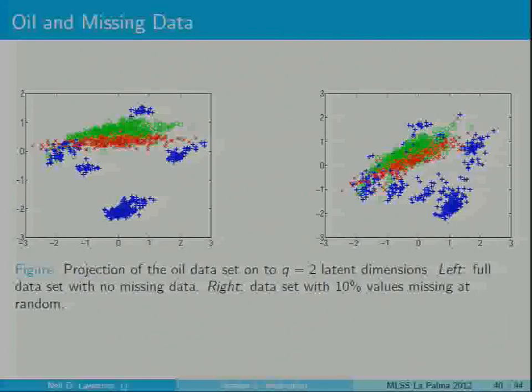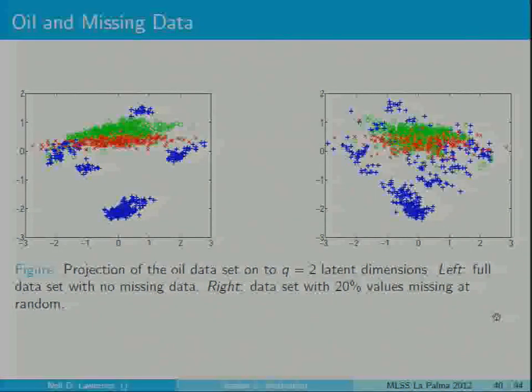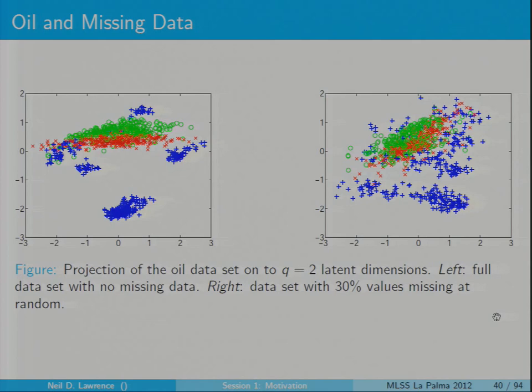In this case, we've removed 10% of the values, missing at random, and you can do various things. You can do a little EM algorithm. There's a few other things you can do to fill in these missing at random values, and you get a corruption of the original plot, but you can still see the structure. That's 10% missing, 20% missing, 30% missing. You can still see the structure. That's quite a lot of missing data.